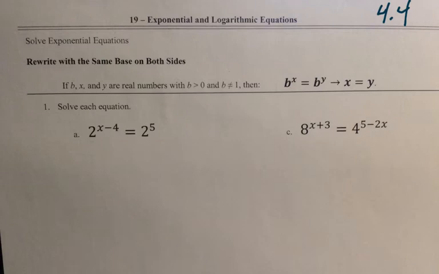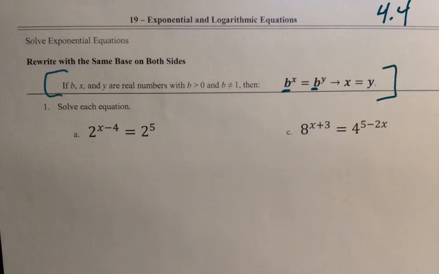So we want to make sure we rewrite the same base on both sides of the equation. So essentially the base has to be the same. So if I have two sides of the equation where the base is the same and they have exponents, then the exponents must be equal to each other. That's the general gist of what this is saying right here.